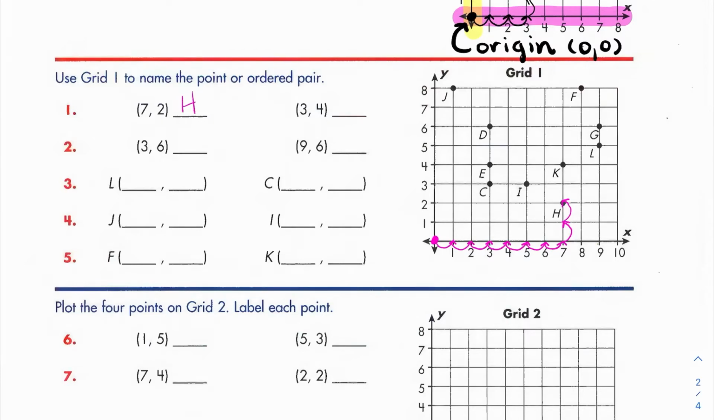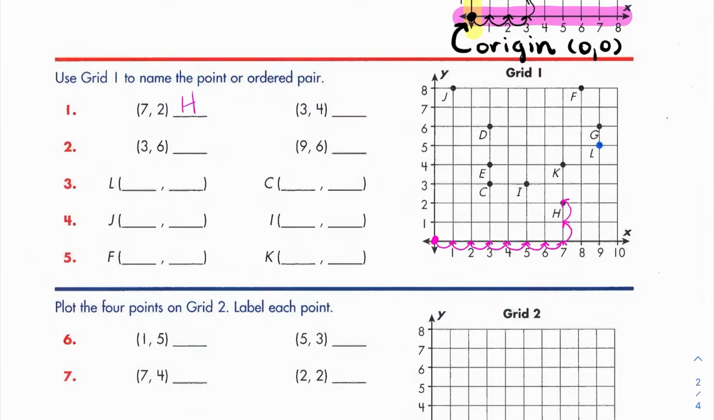Now I would like you to repeat this process for the points 3, 4, 3, 6, and then 9, 6, and we will pick back up with number 3. Number 3 just tells us L. So what we are asked to do here is we are asked to give the ordered pair that matches up with the location of point L on our grid. I'm marking the location of point L on the grid at the right.